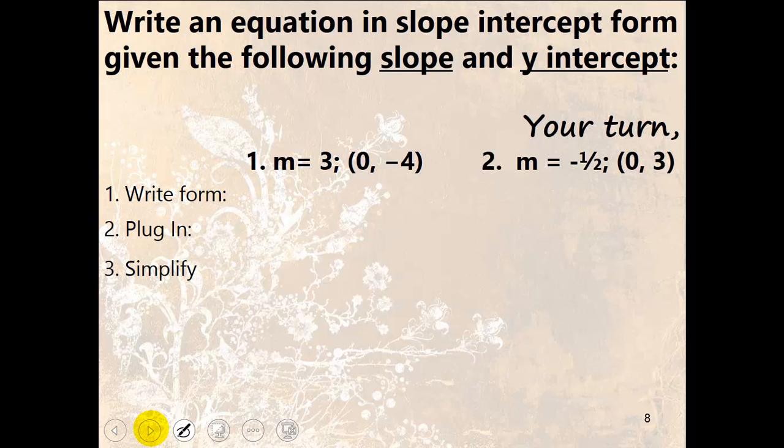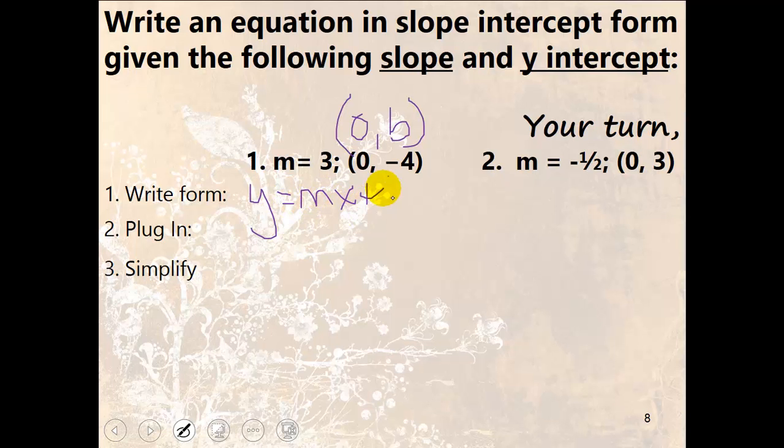Write an equation in slope-intercept form given the following slope and y-intercept. Whenever you're given the y-intercept, you can go straight into slope-intercept form. Y equals mx plus b. If you're not given the y-intercept, you can't go straight into this form. You must start with point-slope form. And now we're going to plug in. So y equals 3 times x minus 4. And that's as simple as it gets. Okay? It's plus a negative. That means it's minus. It's a negative.